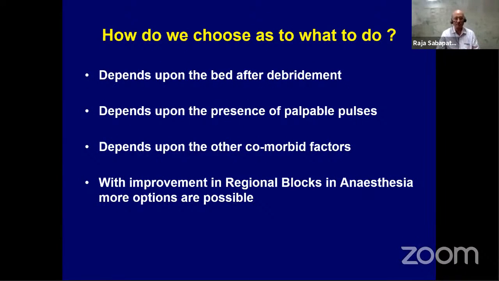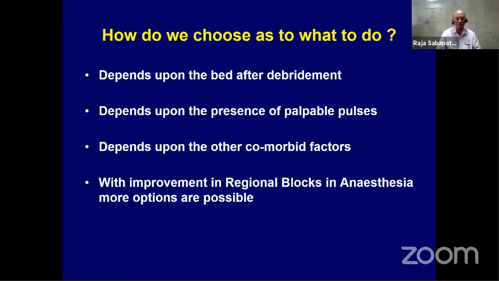So how do we choose as to what we do? We decide by seeing the bed after we debride. If after debridement we find that the bed needs a flap, that means it has to get a flap. The other thing which will tell us what we could do is the presence of palpable pulses. And we have to look whether this patient can go in for about 4 to 5 hours of surgery, or he has to do only quick surgery because of his other comorbid factors.